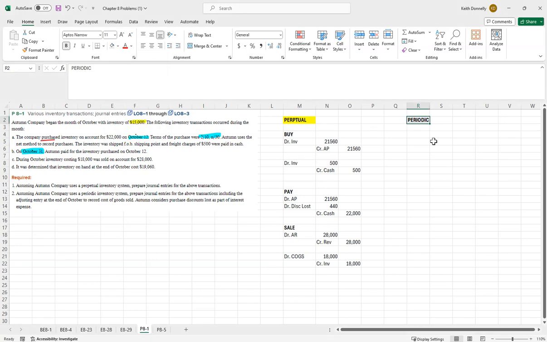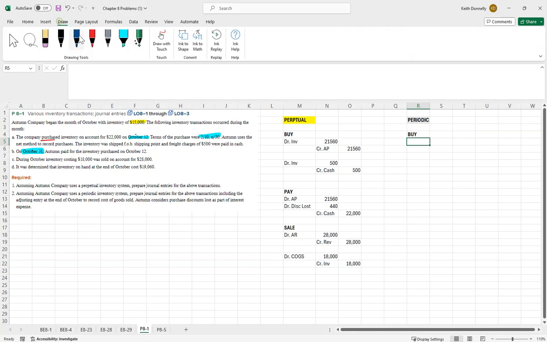I should just do the journal entries, right? So we buy it, and again, we're using periodic. We're using the net method. We think we're getting the discount here. And we know with periodic, the difference is we're not going to use inventory. We're going to have a lot of temporary accounts that we tee up and then we get rid of them.